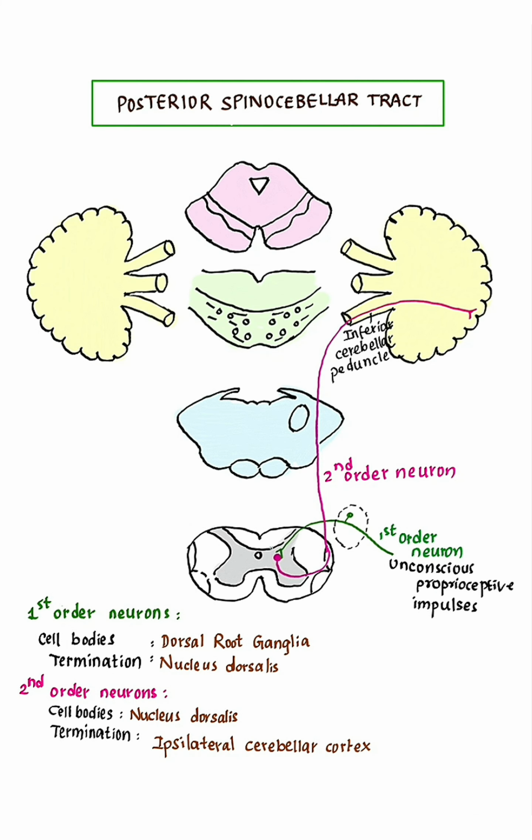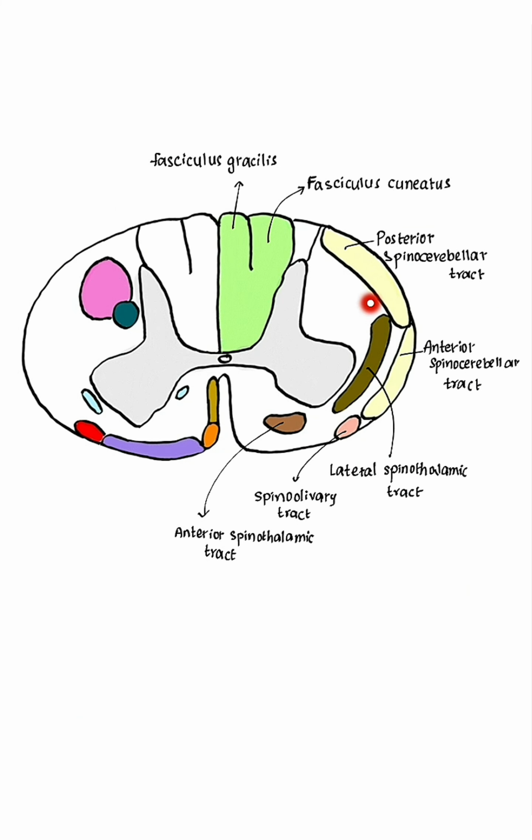Second order neurons. Their cell bodies are present in nucleus dorsalis. The axons of second order neurons enter the dorsolateral part of the lateral white column on the same side and ascend on the same side to reach the ipsilateral cerebellar cortex through the inferior cerebellar peduncle. This is the lateral white column.